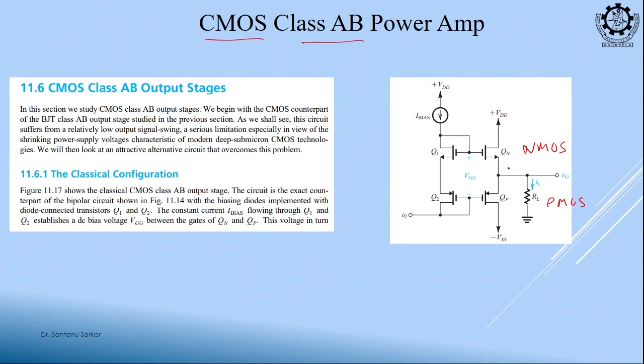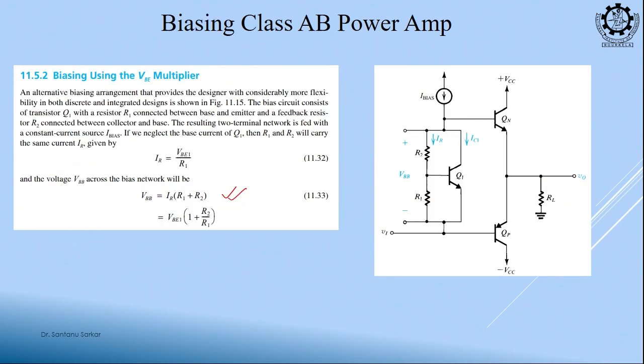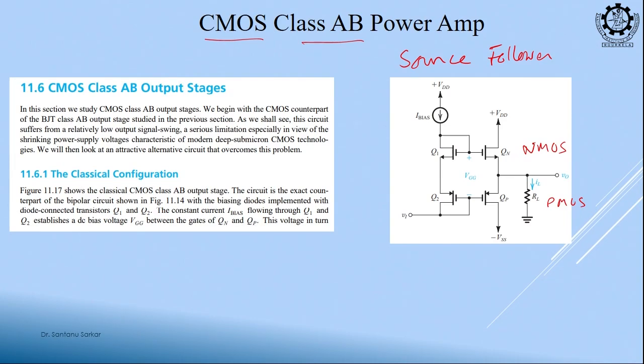So, this is a circuit of source follower, common drain or source follower, right. The previous circuit was an emitter follower, right. So this is the emitter follower. It is a circuit of source follower and we discussed that it is biased using a current mirror technique.